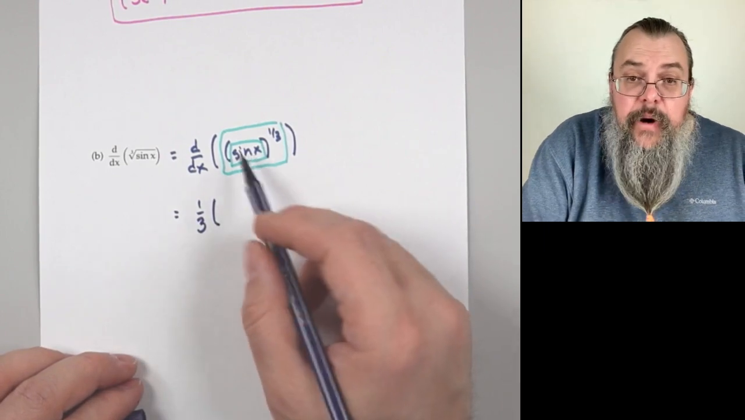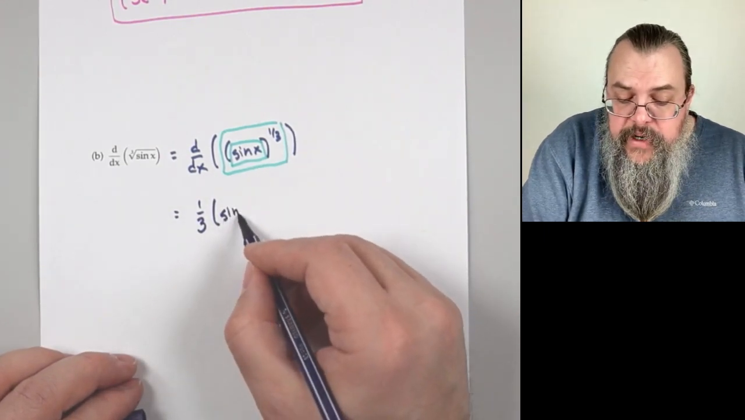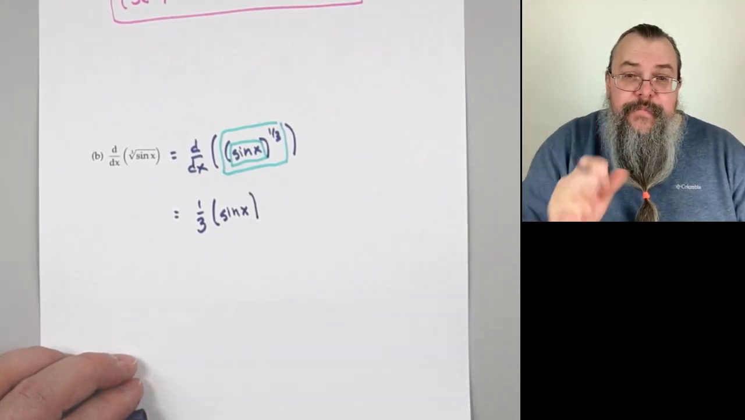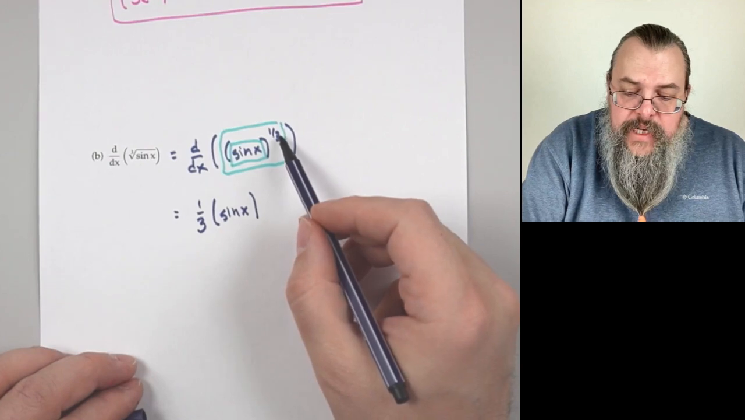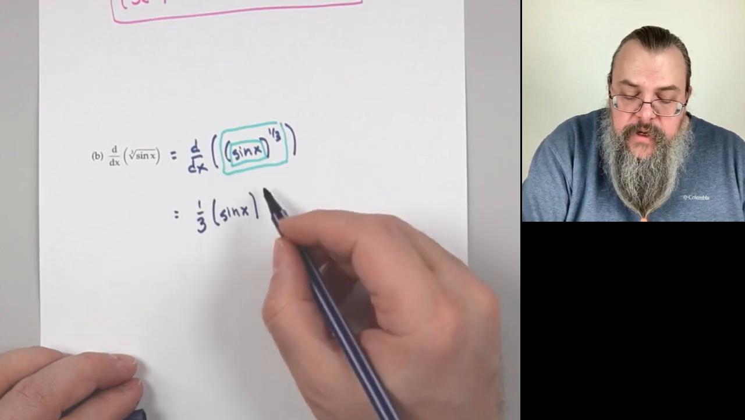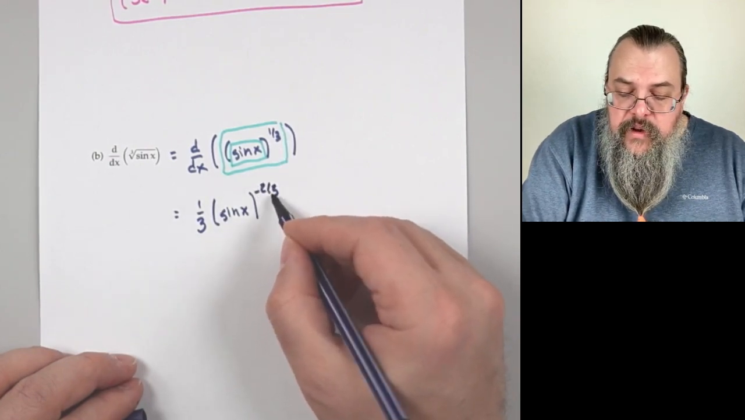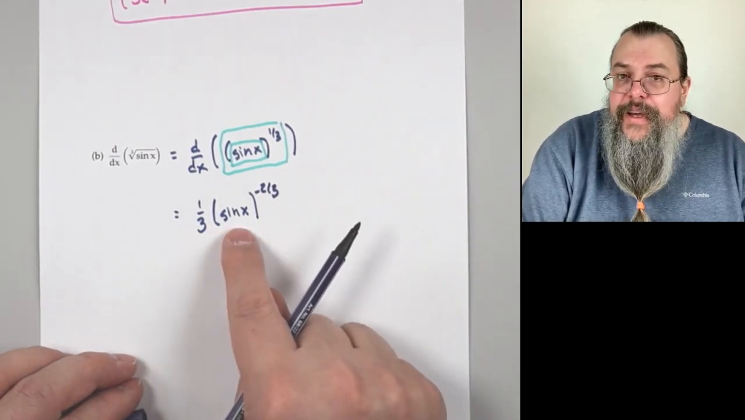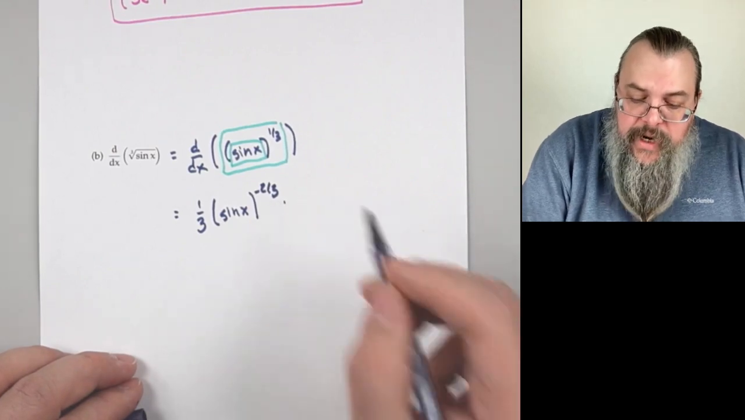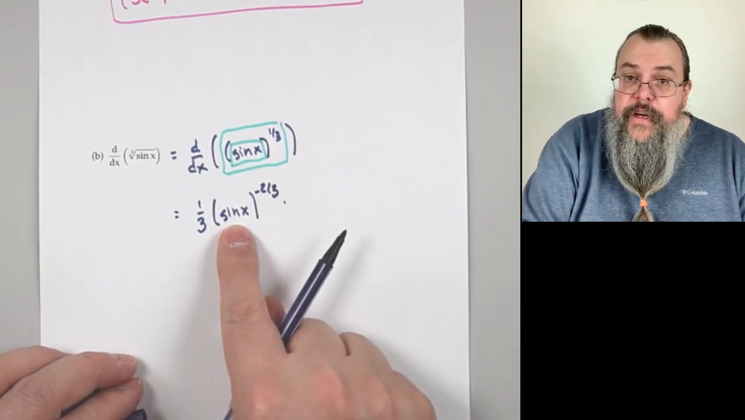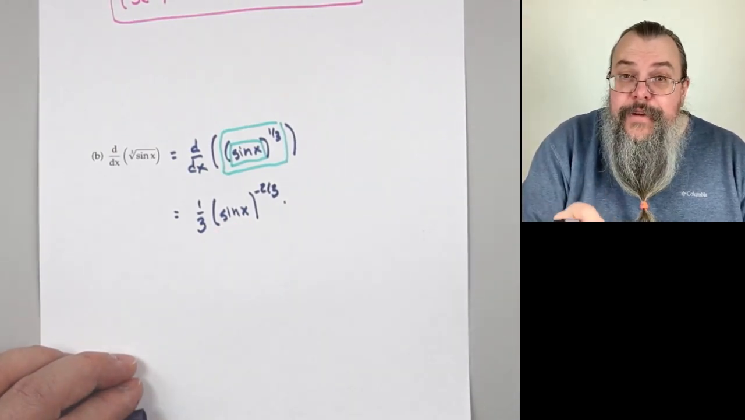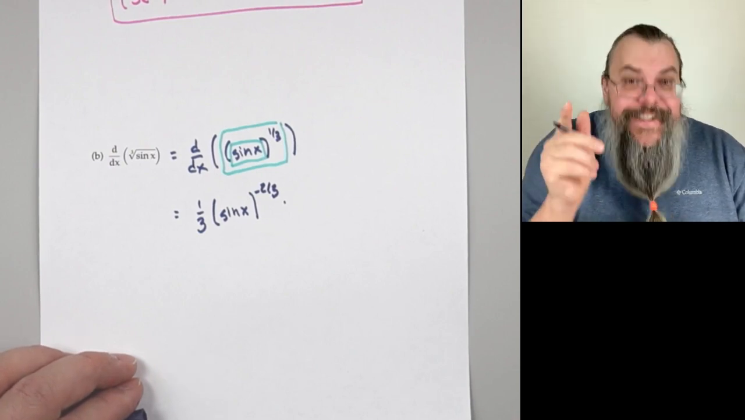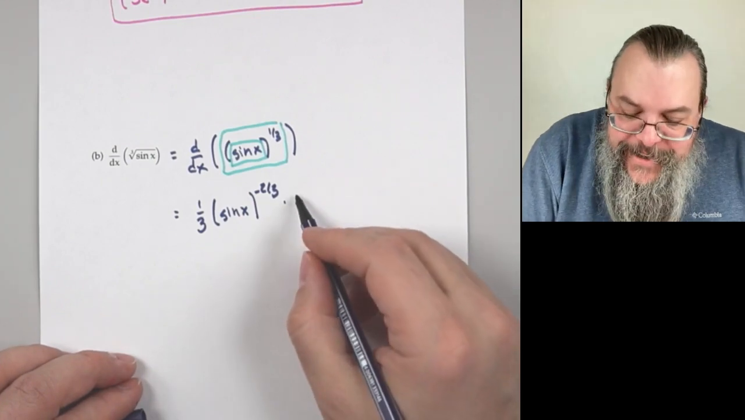Leave the inside part. That's the sine x. That part, leave it alone right now. You're going to come back to it. Now, of course, when the power comes down, we subtract 1. That's minus 2/3. Okay, are we done? No. Now is when we take care of the inside. Times the derivative of the inside. And the derivative of sine, is it cosine or negative cosine? It's cosine, right? We know that.